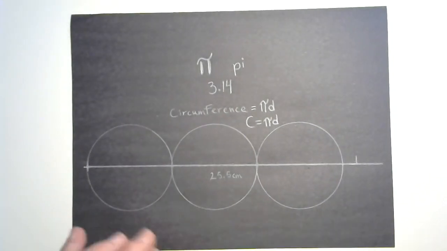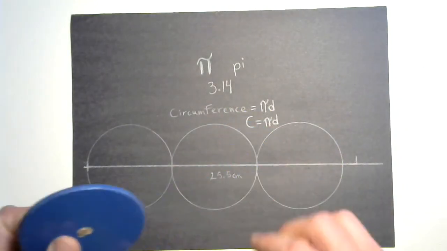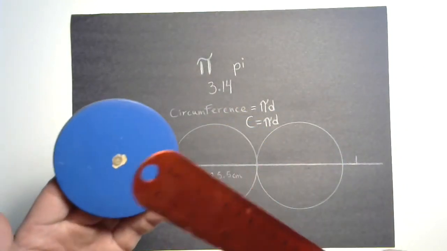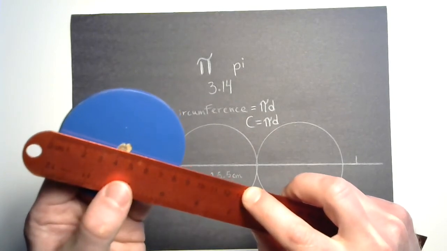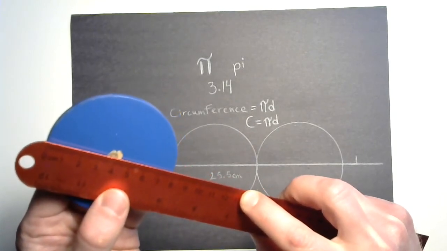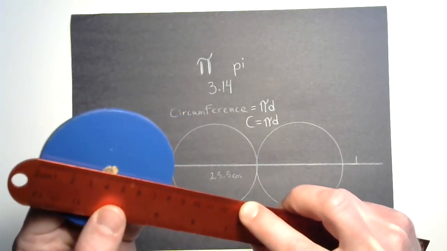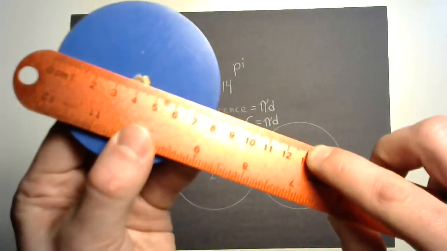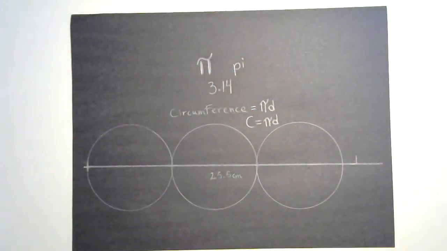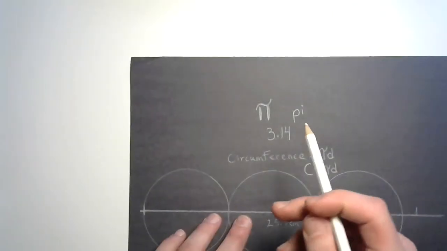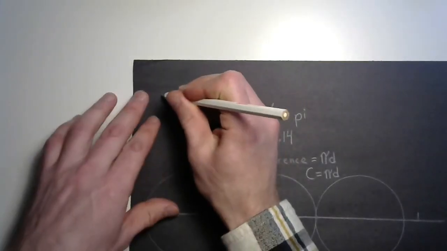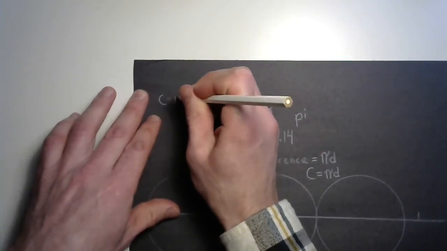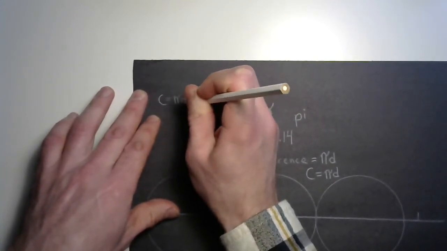Now, we wrote down 25.5 centimeters for this one. Well, let's see if we were right. I'm going to take my ruler and the best I can find the diameter for this circle. It does seem to be 8 centimeters. Check that out. Okay, so let's rewrite our formula and let's solve this out. I'm going to do it right in this upper corner here. Circumference equals pi times diameter.